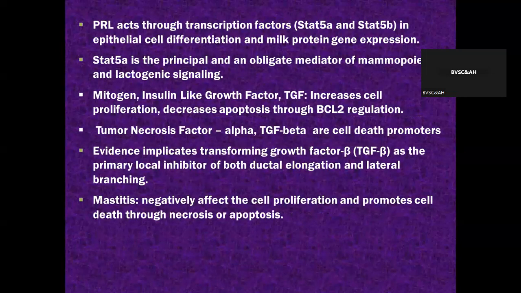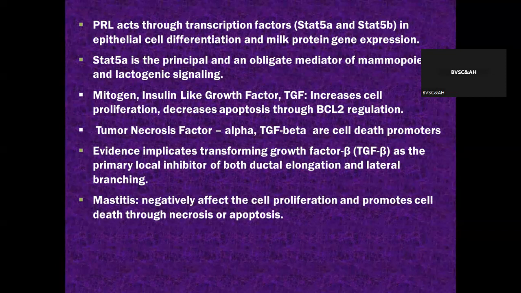PRL acts through the transcription factors STAT5A and STAT5B in epithelial cell differentiation and milk protein gene expression. So PRL actually acts on the gene level, and it is one of the important hormones for epithelial cell differentiation or multiplication, and then protein gene expression. So these are very important. This STAT5 is the principal and an obligate mediator of mammopoietic and lactogenic signaling.